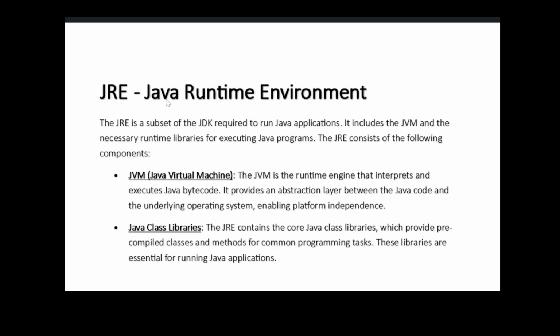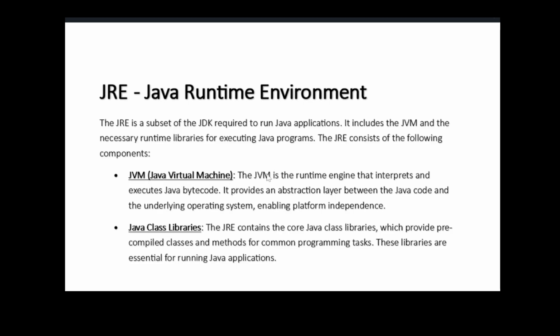Next is the JRE, the Java Runtime Environment. The Java Runtime Environment is a subset of the JDK. It is the part of the JDK required to run Java applications. It includes the JVM and the necessary runtime libraries for executing Java programs. Okay, so we have two components. First is the JVM, the Java Virtual Machine. We'll discuss that as the next topic.